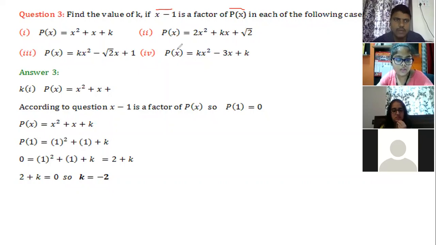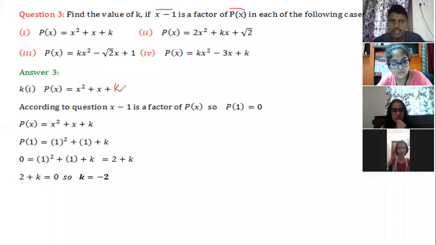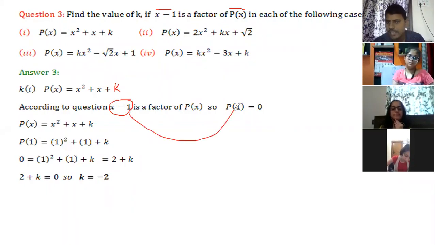So children, in the question, x square plus x plus k is the given polynomial. They are saying that x minus 1 is a factor. So what do you have to substitute? P of 1. If you substitute, you will get 0. They are saying you have to take p of x equal to 0. That means you have to substitute p of 1. Where there is an x, substitute 1. 1 square, 1. K value same.